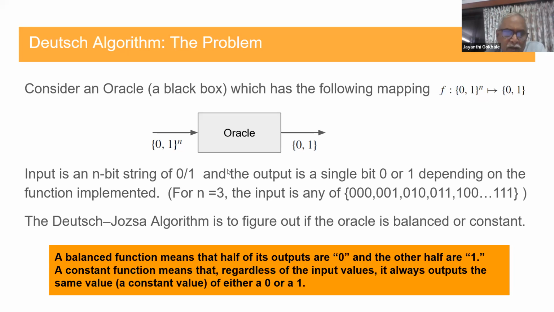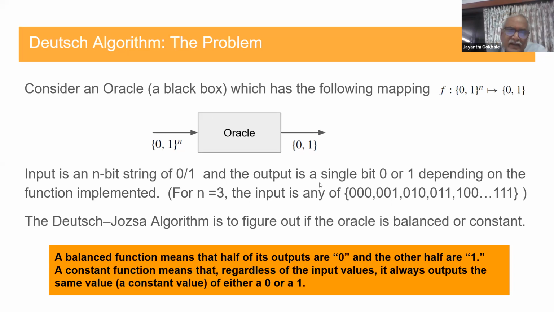An oracle is this black box which takes an n-bit input string of zeros and ones and generates an output which is a single 0 or a 1. And what is the outcome? Whether it is a 0 or a 1 all depends upon the function that is implemented in the oracle. For example, if you take n equals 3, the input could be any one of these occurrences of 0, 0, 0, 0, 0, 1, 0, 1, 0, all the way going up to 1, 1, 1. And it will typically generate an output, either a 0 or a 1. So this is an oracle.